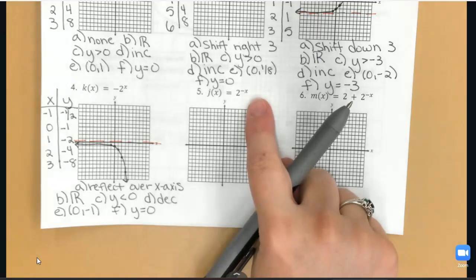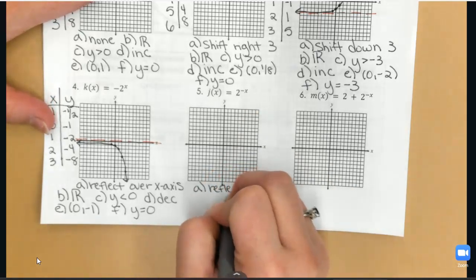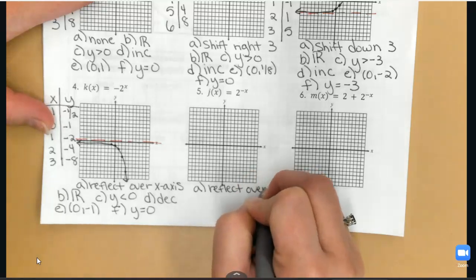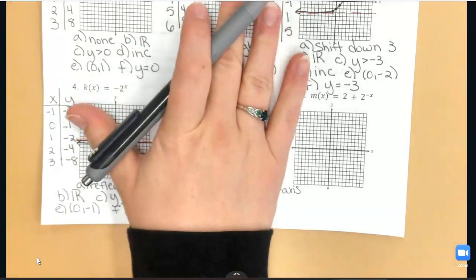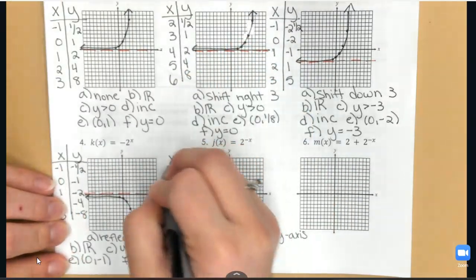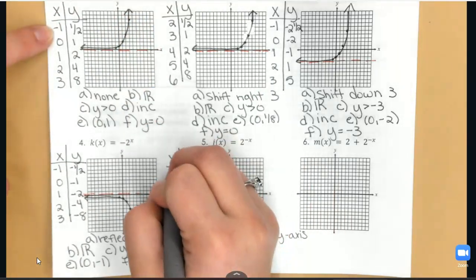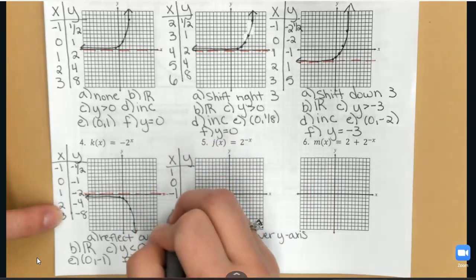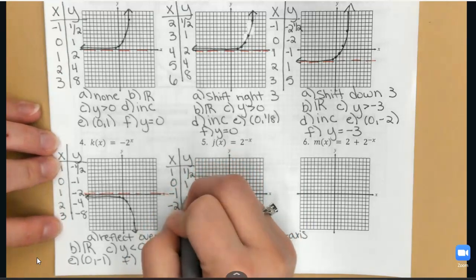Okay, on 5 I have 2 to the -x. This time the negative is in the exponent, so this is also going to be a reflection, but this one is going to be over the y-axis. So I'm going to again refer to that original table from number 1, and this time instead of changing the signs on the y's, I'm going to change the signs on the x's. So all the negatives will become positive and vice versa, and my y coordinates will remain the same.